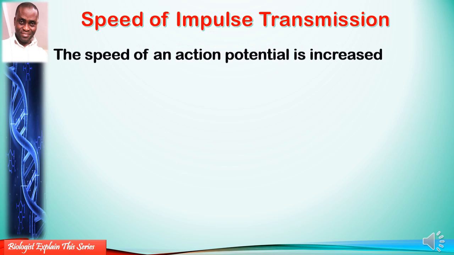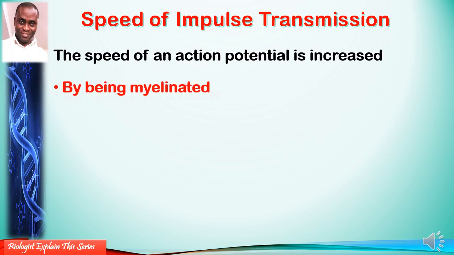Now, having discussed how an impulse is transmitted along the length of a neuron, we turn our attention to the factors, or let's say the design or the arrangement, such that the speed of an action potential can be increased. In other words, the essence of the nervous system is to aid in the responses of the animal to stimuli around it or in its environment.